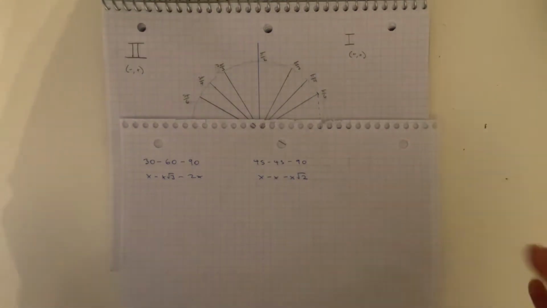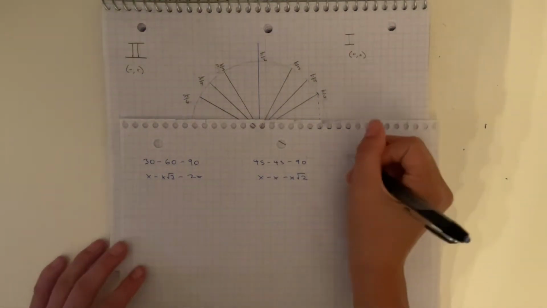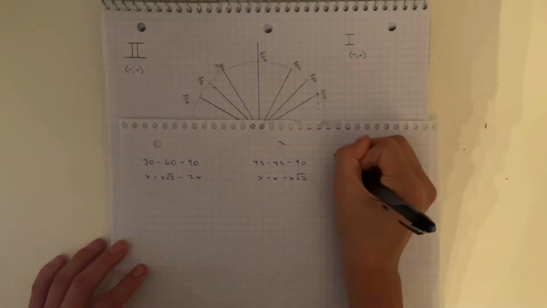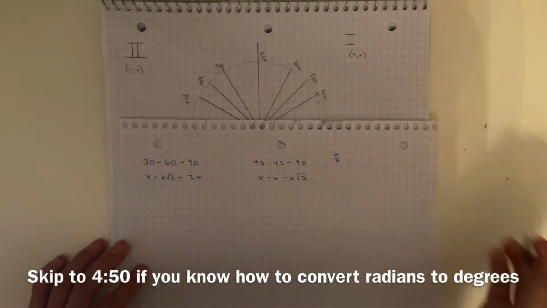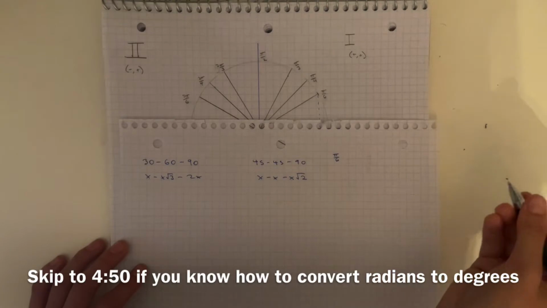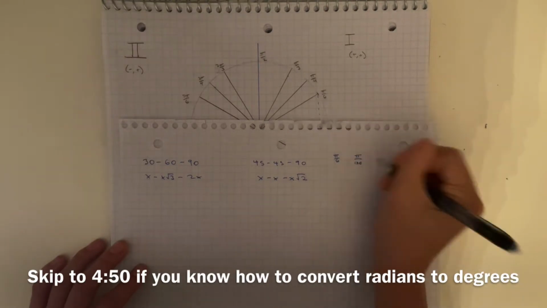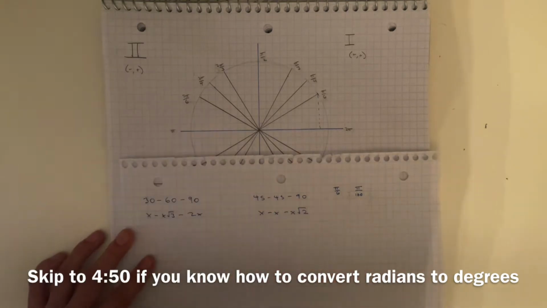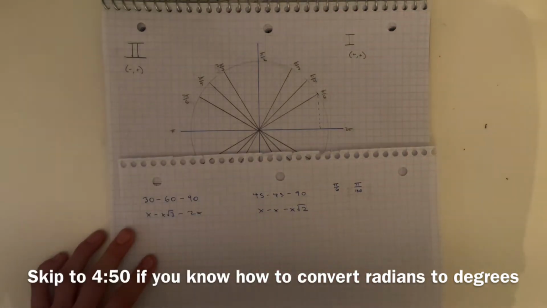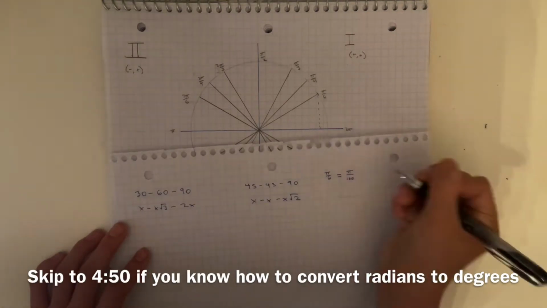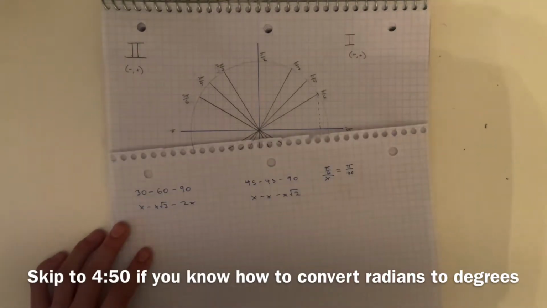So let's create a simple ratio. What we know is pi over 6. That's what we have, right? Then also, something that we know is that pi is equal to 180 degrees, which you can see right here. So what we want to do is create a simple ratio. If pi is equal to 180 degrees, then pi over 6 is equal to x degrees.